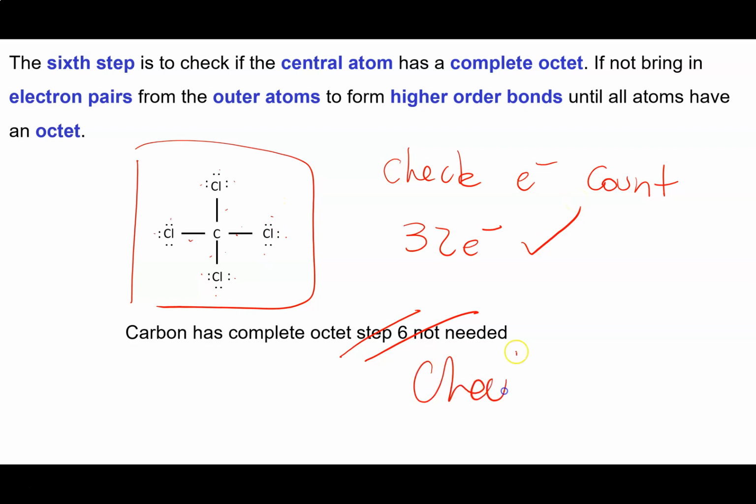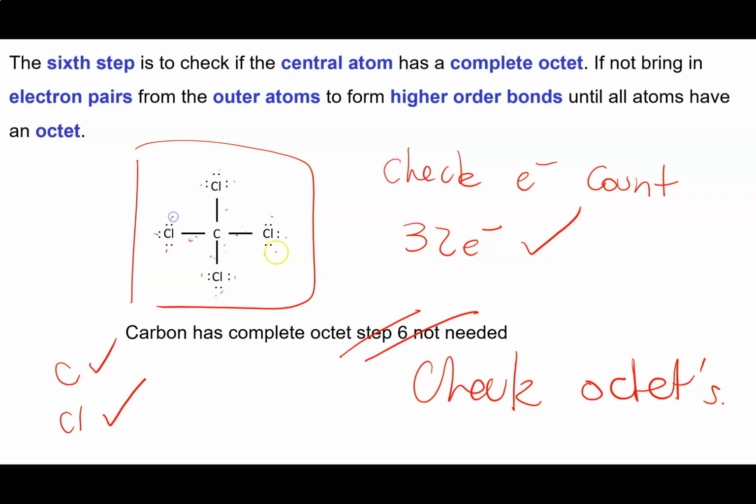And then check octets. So every atom should have 8 because none of these guys are hydrogen. So the carbon, 2, 4, 6, 8. Carbon is good. All of the chlorines have the same bonding pattern. So if I check 1, I know I'm going to be right on all 4 of them. 2, 4, 6, 8, the chlorines are good. And all of the chlorines are exactly the same.